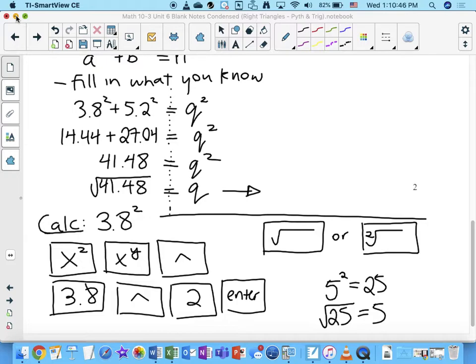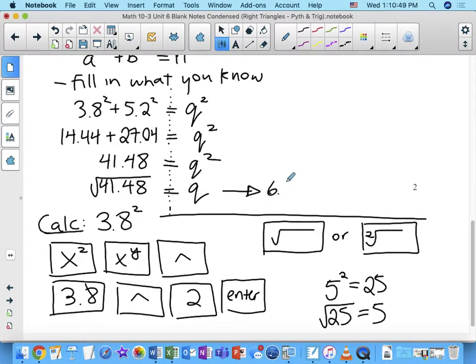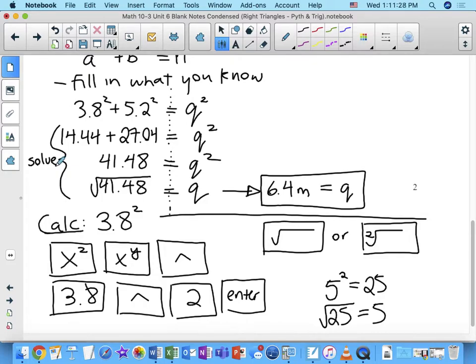So this is 6.4, and I believe, what were the units on that triangle? What were the units for the other sides? Were they in centimeters or what? Yeah, meters. So this is 6.4 meters equals Q. Once we fill in what we know, what we're doing here is solving the equation.